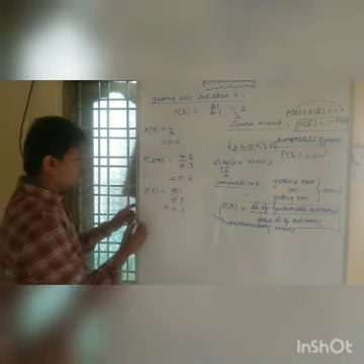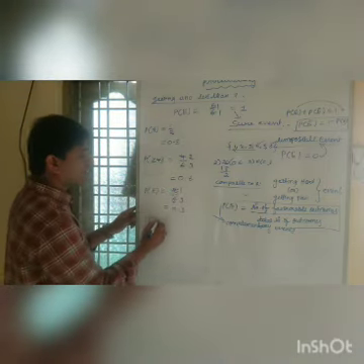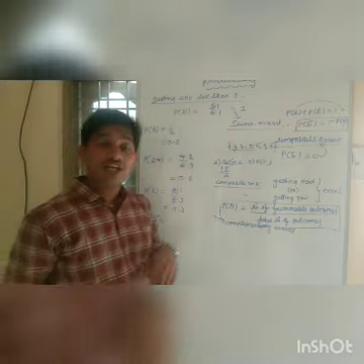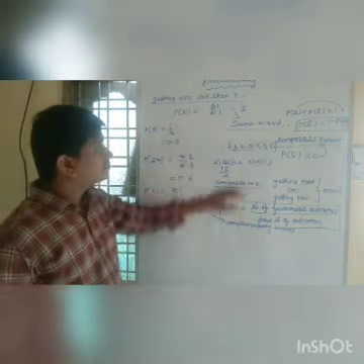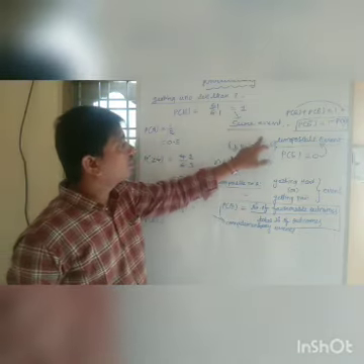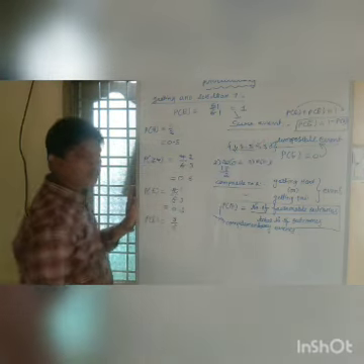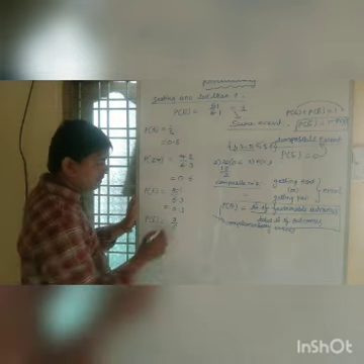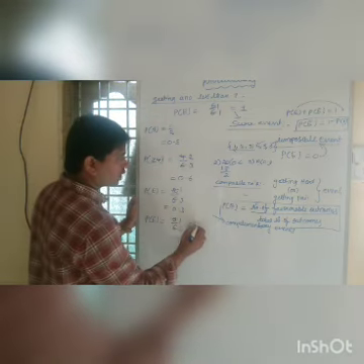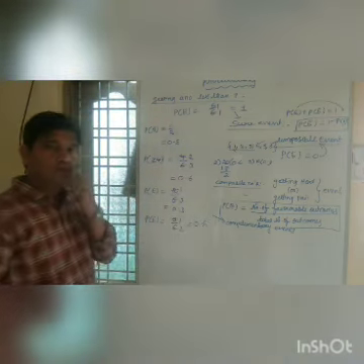Now my question: when we throw a die, what is the probability of getting a prime number? What are the prime numbers here, children? 2, 3, 5. Number of favorable outcomes is 3. Total number of outcomes is 6. 3 ones are 3, 3 twos are 6. So the answer is 0.5.